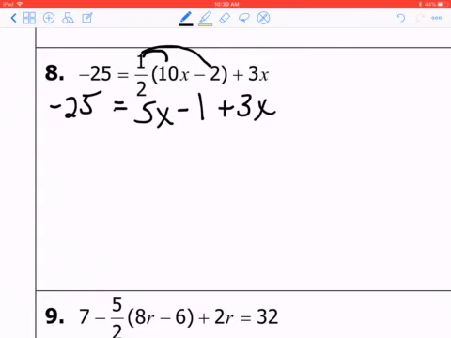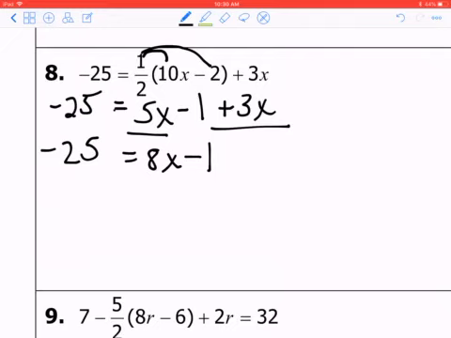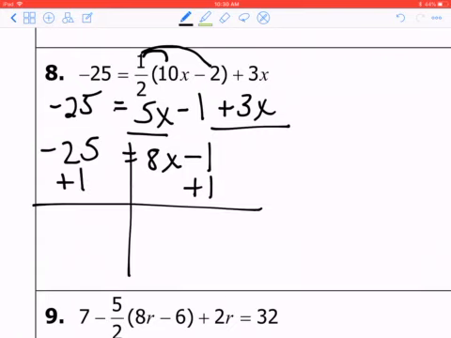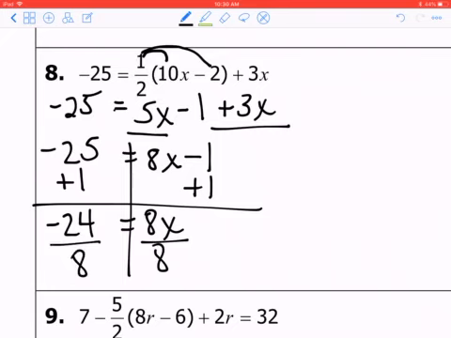Okay, oops, single sign. Alright, from there, we're going to combine like terms. So 5x plus 3x is 8x. Drop down the minus 1 and the negative 25. Okay, from there, you would add 1. We have negative 24 equals 8x. Divide by 8. And so write your variable first. X equals negative 3.